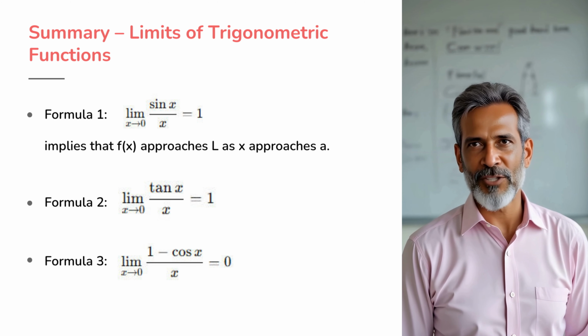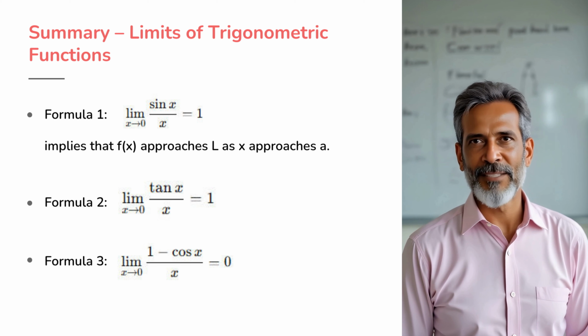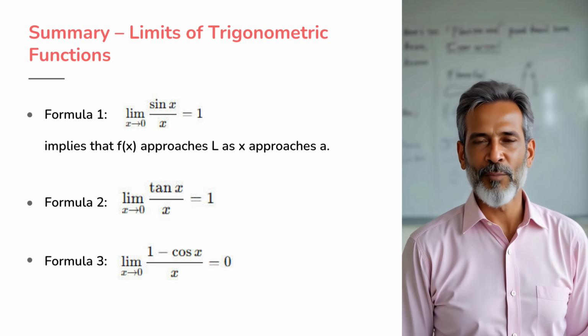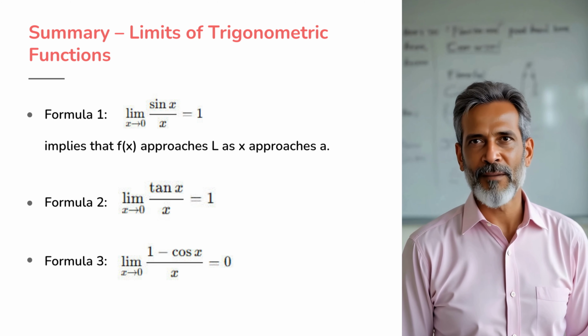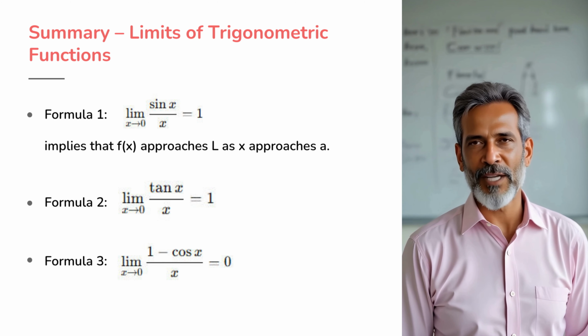Always make sure your angles are in radians. Substituting degrees instead invalidates these beautiful results. And whenever you face 0 divided by 0, try rationalization or algebraic simplification to untangle the indeterminate forms. I hope this clears the fog around trigonometric limits. They're foundational for understanding calculus and beyond.